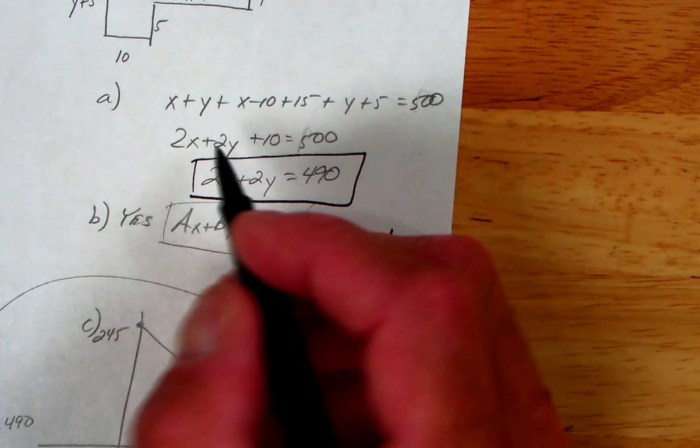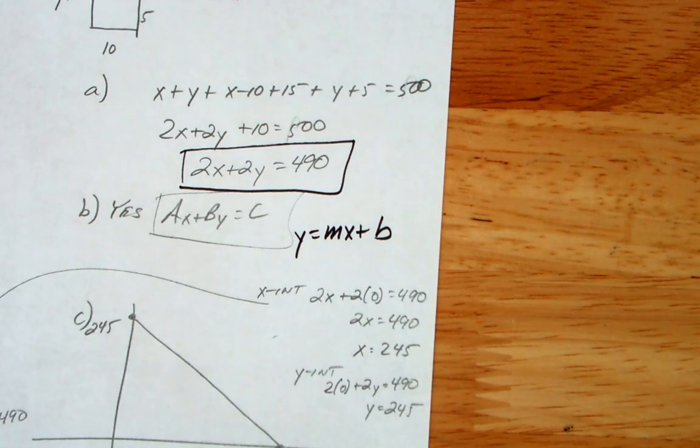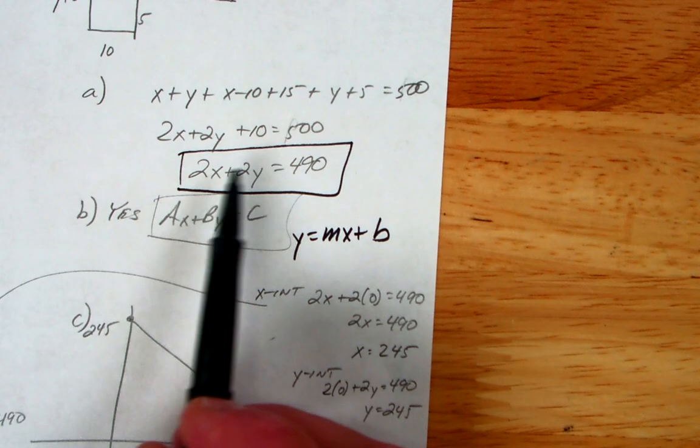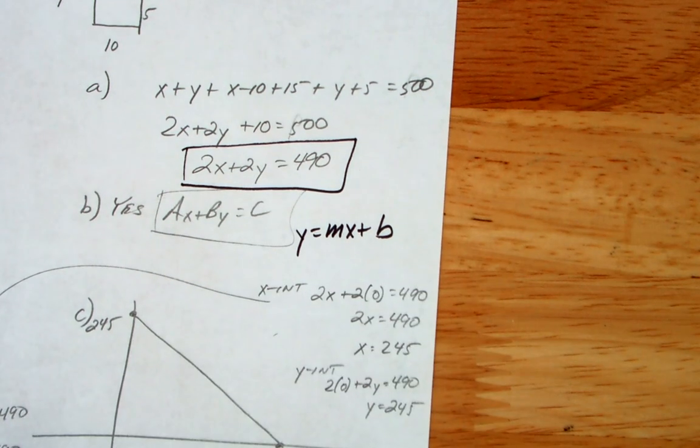Okay? Because if I throw an x squared on this, nope, not a line. But since it's relatively straightforward, something times x, something times y equals a number, yeah, that's going to be a line every time. Every time. Okay?